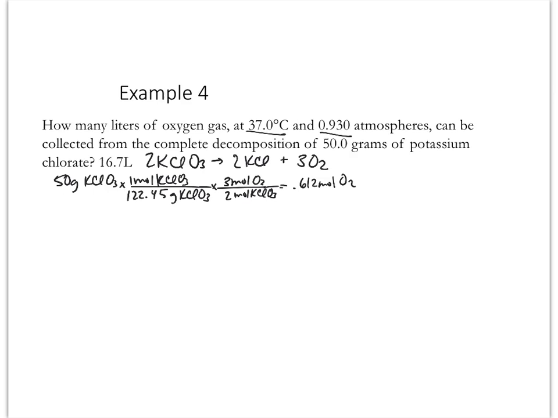Now I have to substitute that into PV equals nRT. Pressure is 0.93 atmospheres. Volume is my unknown. Moles is 0.612. R is 0.08206. Temperature is 37 degrees Celsius, which is 310. So volume is 16.7 liters.